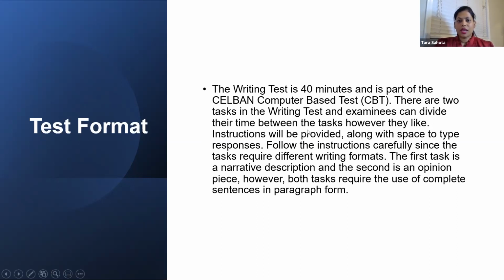There are 2 tasks in the writing test, and examinees can divide their time between the tasks. Instructions will be provided along with space to type. Follow the instructions carefully, since the tasks require different writing formats. The first task is a narrative description, and the second is an opinion piece. However, both tasks require the use of complete sentences in paragraph form. So in both of them, of course, you would need to write paragraphs. One would be in the form of a letter, another will be kind of a description. They might ask you to present an opinion on certain situations.